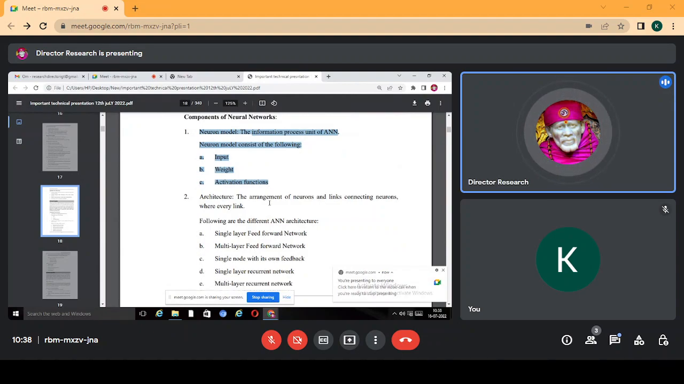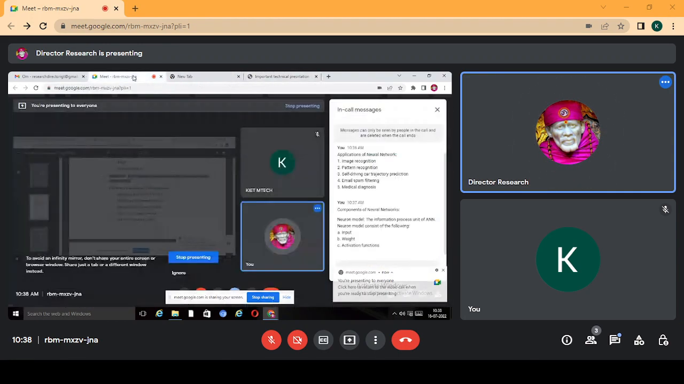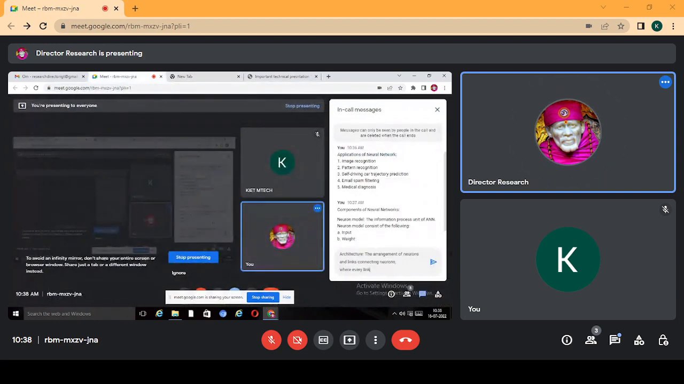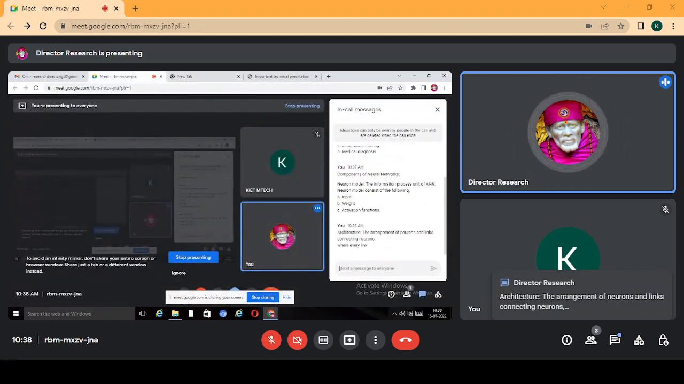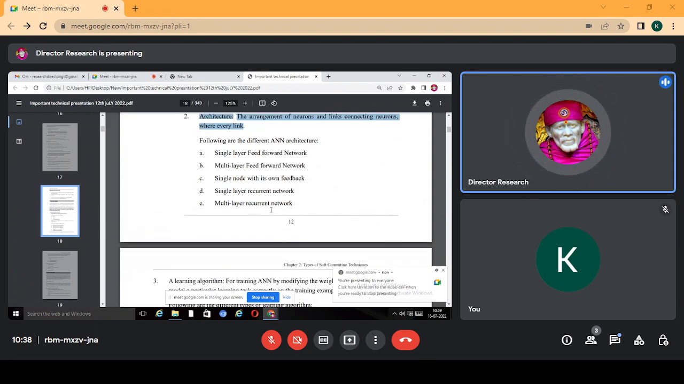Coming to architecture: the arrangement of neurons and the links connecting neurons, where every link has a weight. Okay, connecting of various links. So the following are the different artificial neural network architectures.